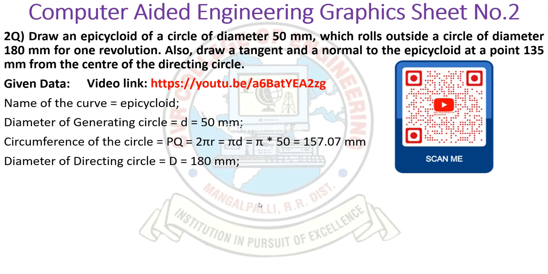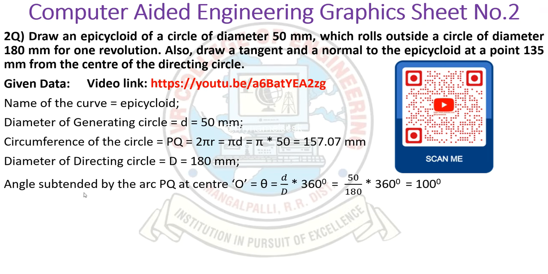Here we have to calculate theta. Unless we calculate the angle, we cannot get precision. Theta is small d by capital D into 360, that is 50 by 180 into 360. If this angle is wrong, then your complete problem is wrong.